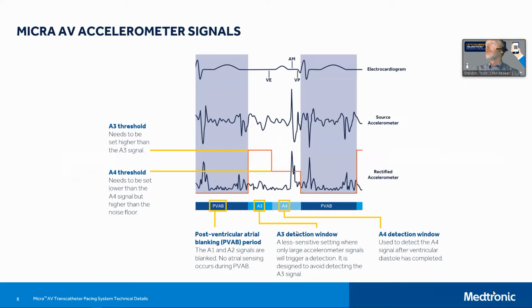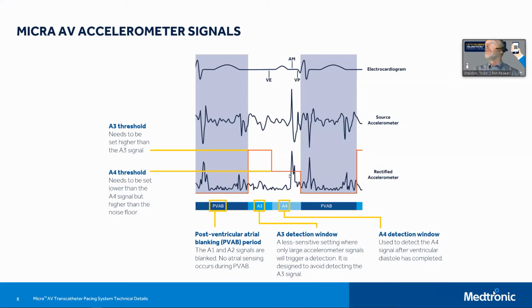We have an A3 threshold, which occurs early in diastole, that is set at a higher threshold. So it needs to be set higher so that we don't detect that passive filling signal, but low enough so that it detects that summated gallop signal that I showed you earlier. And so that's the A3 threshold that's used early in diastole to help with higher sinus rates.